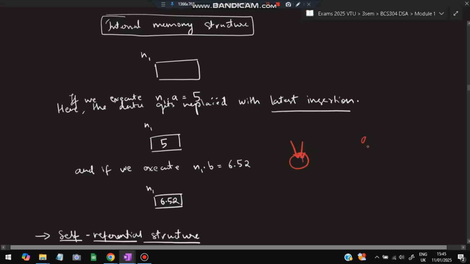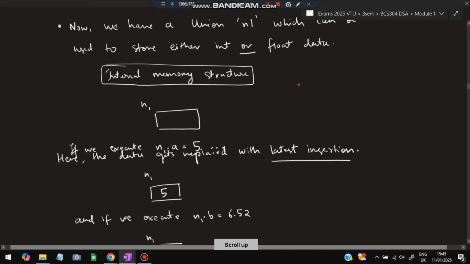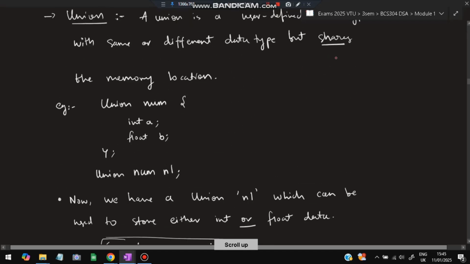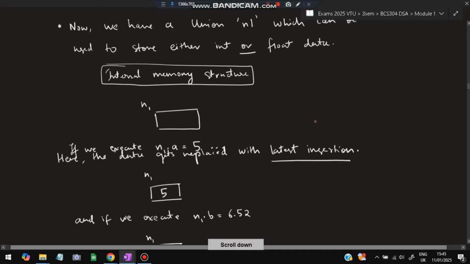In structure, what will happen? A will have a different place and b will have a different place, separate places. Okay, so that's the main difference between structure and union. The keyword you need to write is shares. The union shares the memory location whereas structure does not.